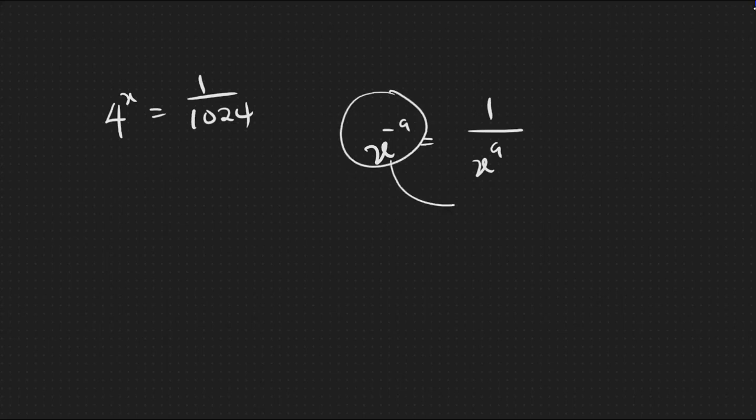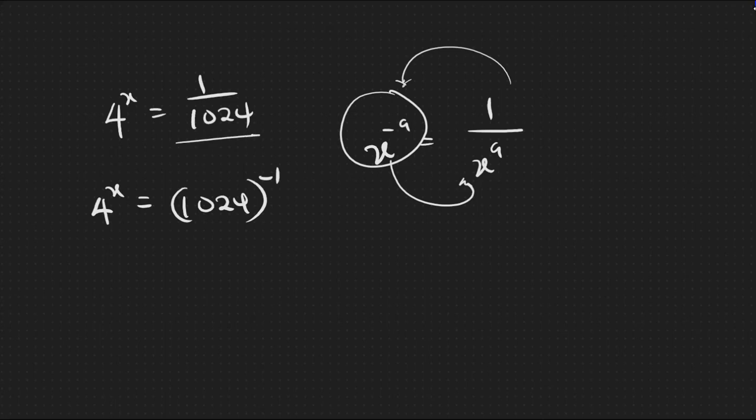Right? The next question we're having is 4 raised by x is equal to 1 all over 1024. So we are aware that when you have x raised by minus a is same thing as saying 1 all over x raised by a. So you can move it from this form to this form, and you can also write back to this form. So in this case, we can say 1 over 1024 is same thing as 1024 to the power of minus 1. So it's the same thing but in different form.